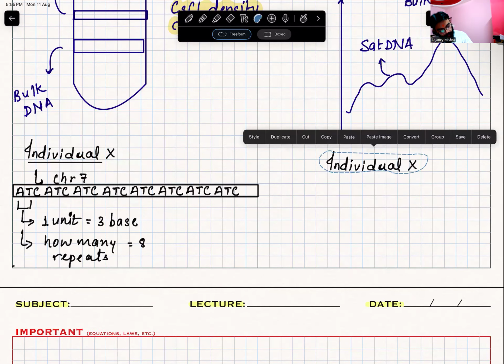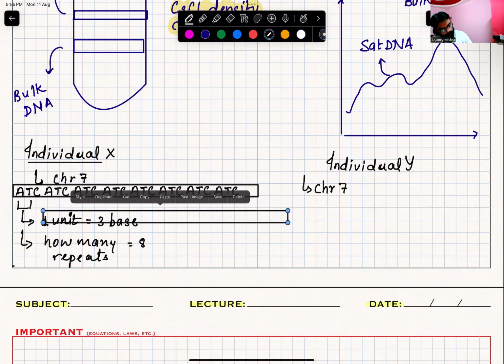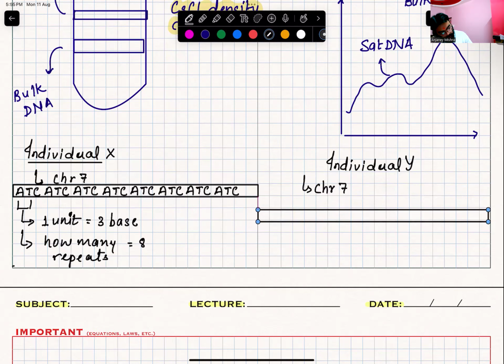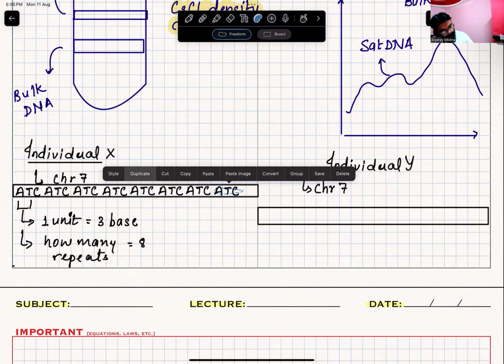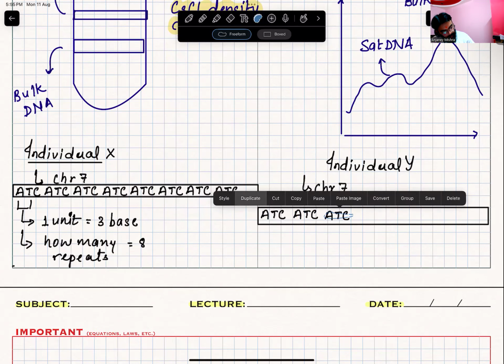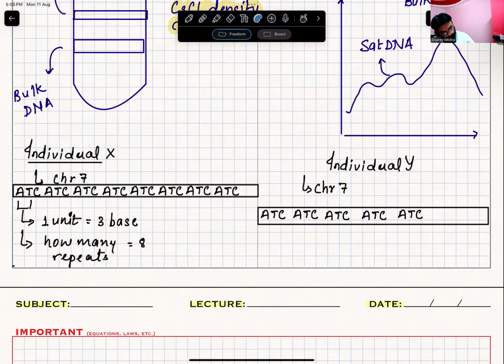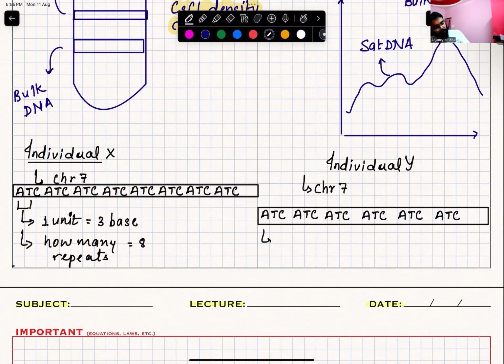Now, if we are going to individual, let's say Y. In individual Y, we are studying the same thing, the chromosome number 7 again. Now, in chromosome number 7, let's say this guy has the same repeat, which is ATC. Although the repeat can also change, but let's say they have the same repeat, ATC. But the number of times ATC is there has changed. Instead of being repeated 8 times, in this person it is being repeated only 6 times. So now what do we write? We write the same thing. 1 unit, 3 bases, and number of times it has repeated is equal to 6 times.